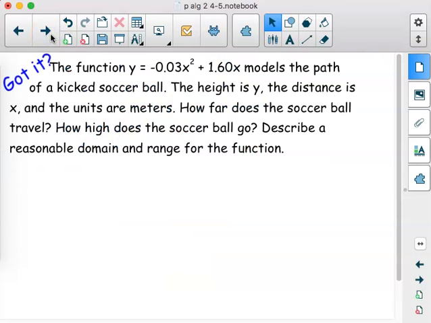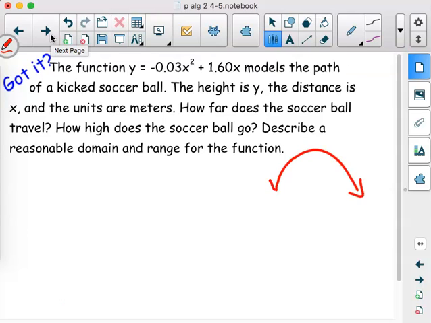So now we've got a kicked soccer ball. The function y equals negative 0.03x squared plus 1.60x models the path of a kicked soccer ball. Well, yeah, kicked soccer balls tend to look like that. The height y is the distance, and we've got x, the units are in meters this time. How far does the soccer ball travel? How high does the soccer ball go? Describe a reasonable domain and range for the function.